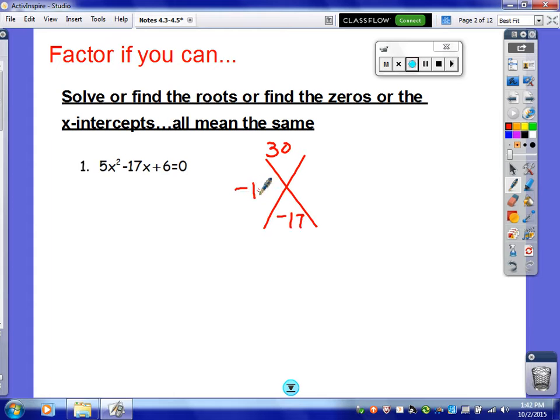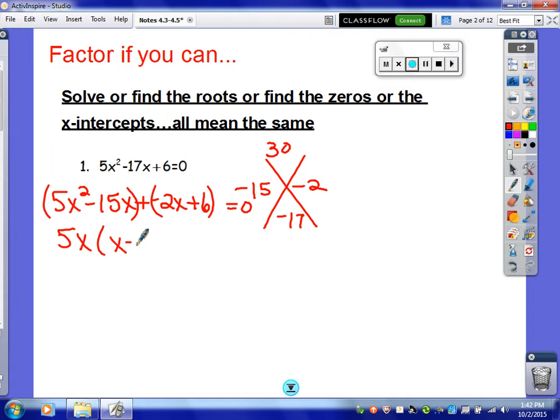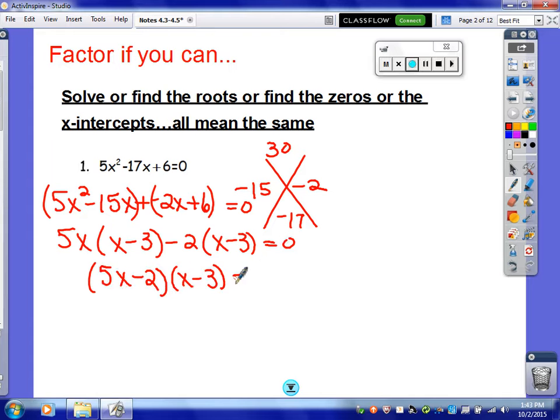So negative 15 and negative 2. All right, let's factor. We're going to rewrite that middle term. Group the first two, group the second two. Factor out 5x. Factor out our negative 2. So my factors are 5x minus 2 and x minus 3.